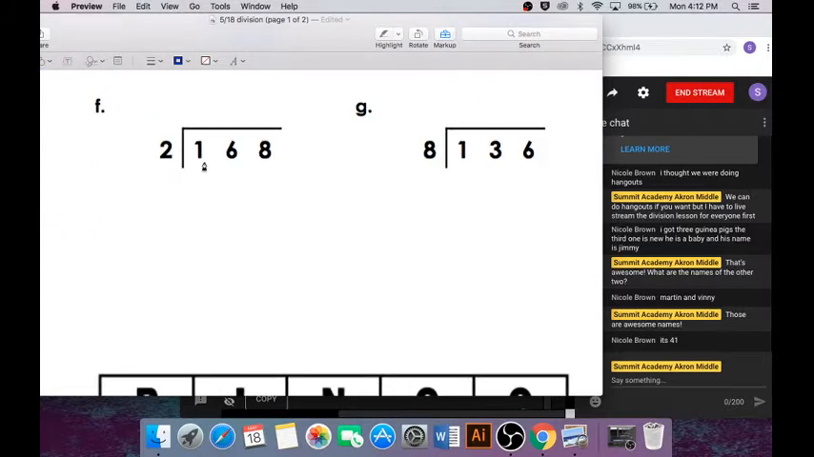Okay, our next one is we have 168 divided by 2. 2 doesn't go into 1, so we move over and see how many times 2 goes into 16. 2 can go into 16 8 times. 8 times 2 is 16. We're going to do 16 minus 16, which is 0. We're going to bring down our 8.